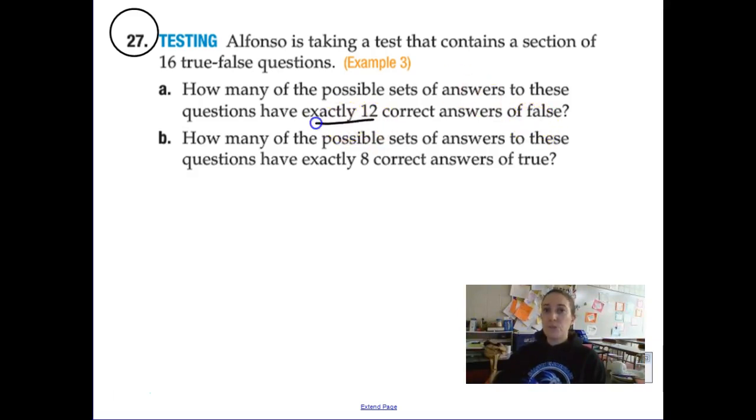So if we're just flat out guessing with no knowledge, this is a 50-50 shot on this test for every single question, right? So the probability of success is 0.5.